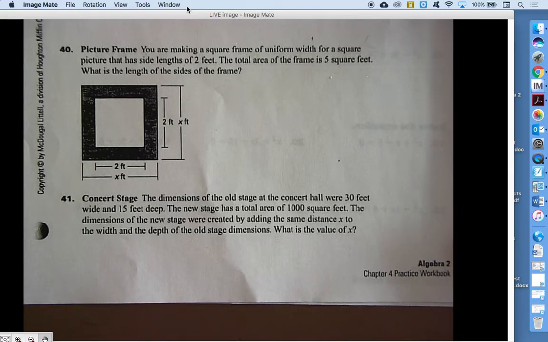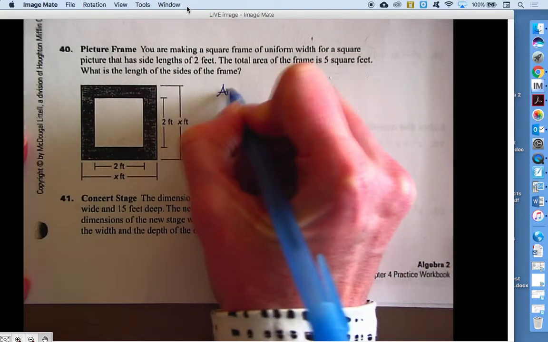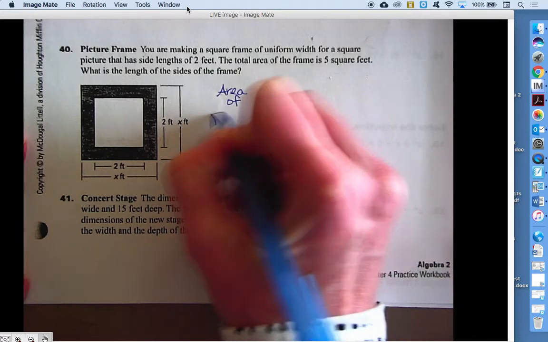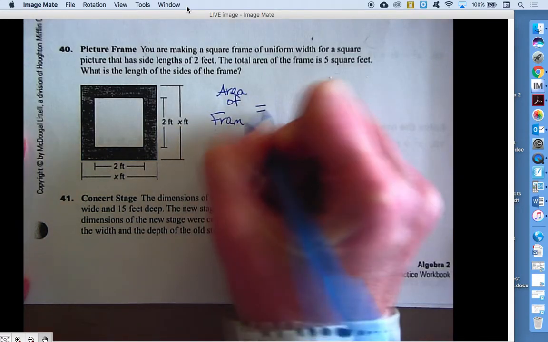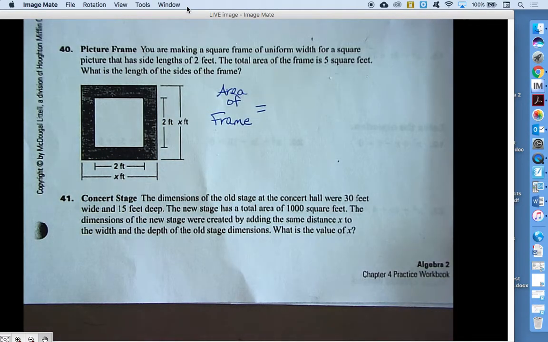So what is the length of the sides of the frame going to be in order for us to have a 5 square foot frame? When you're thinking about this problem, we have the area of the frame. Verbally, what would you have to do to find the area of the frame? Do x plus 2 times x plus 2. But what would you be looking at with the picture to try and get the area of the frame?